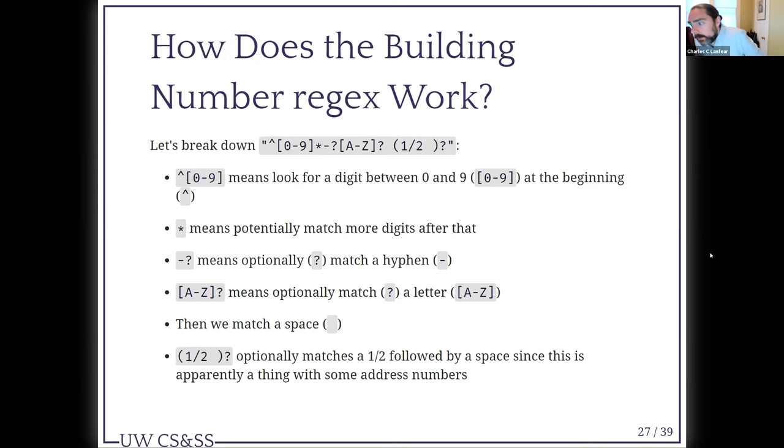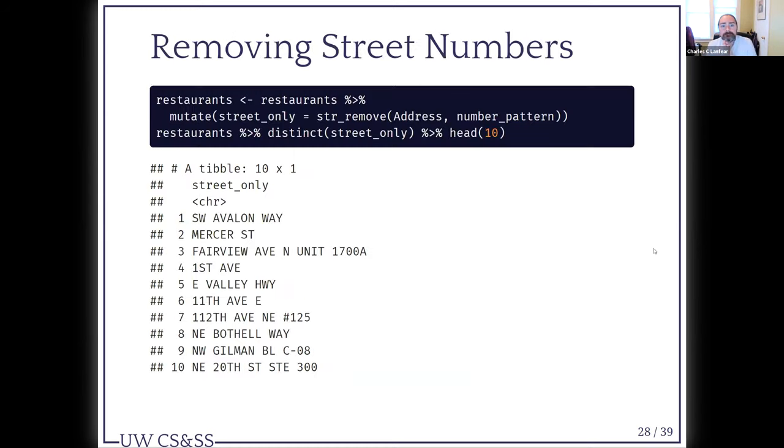Okay. So now we put them to use. I'm going to say overwrite my restaurants data with a new restaurants data and then mutate a street only column equal to string remove from the addresses that number pattern. I now look at restaurants and then distinct streets only and then head 10, the first 10 observations.